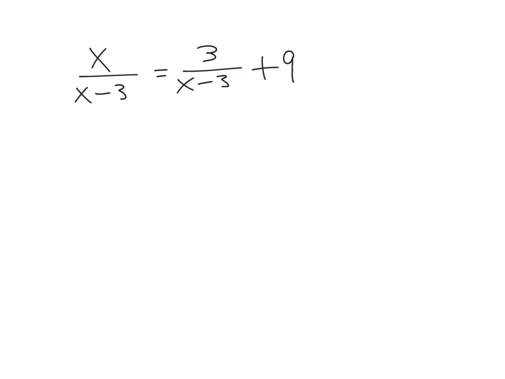Some of you guys might have this down, but let's go ahead and check one more example to make sure we're good. First off, let's check for our LCD. All right, this one's pretty straightforward. The only denominator we have is x minus 3. So our LCD is simply just going to be x minus 3. Now before, we multiplied every single term by that x minus 3. So let's do that here.